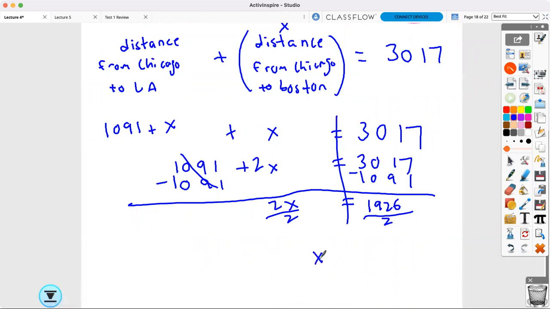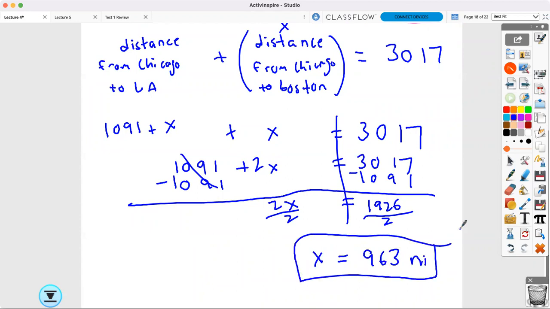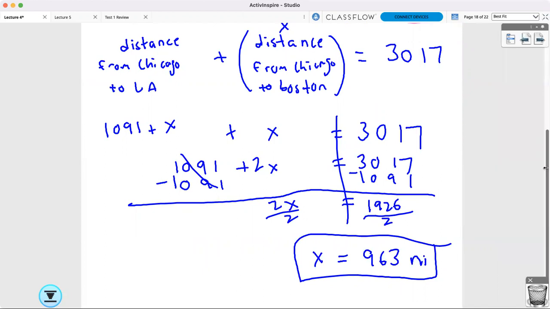X equals 963 miles, which is what we wanted to find, right? We wanted to find X, the distance from Chicago to Boston. What questions does anyone have on any of the steps we did right now?